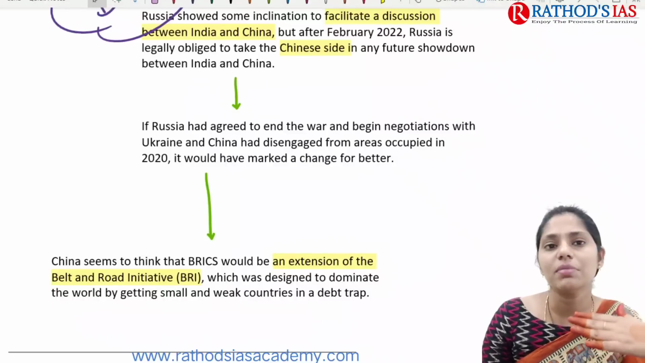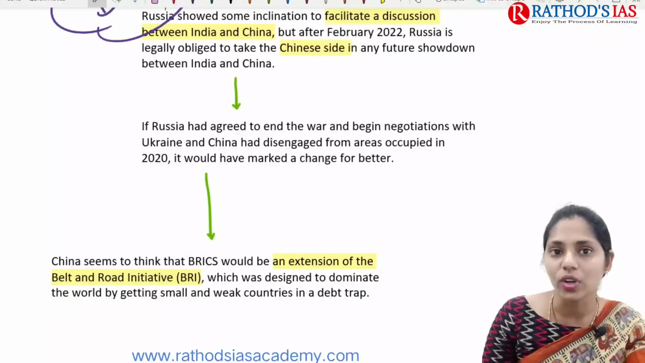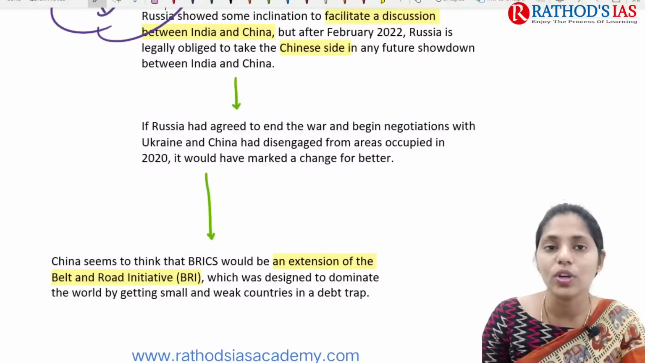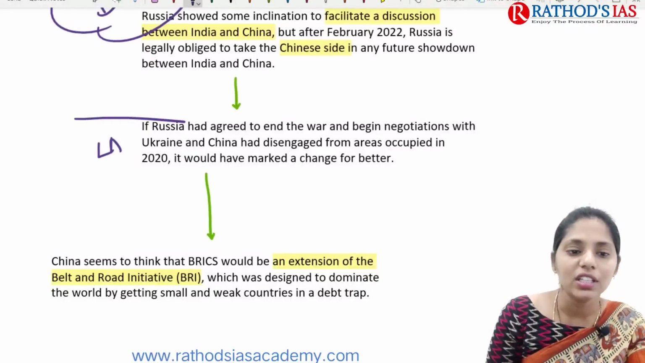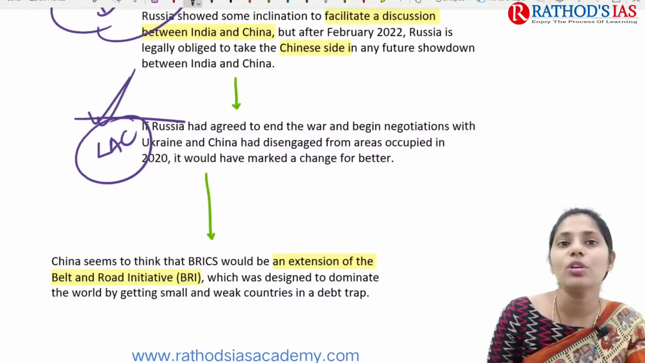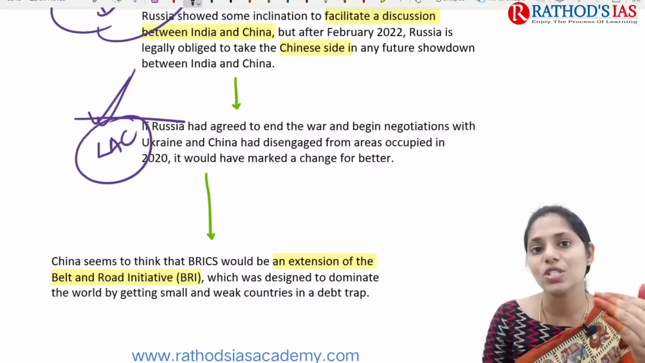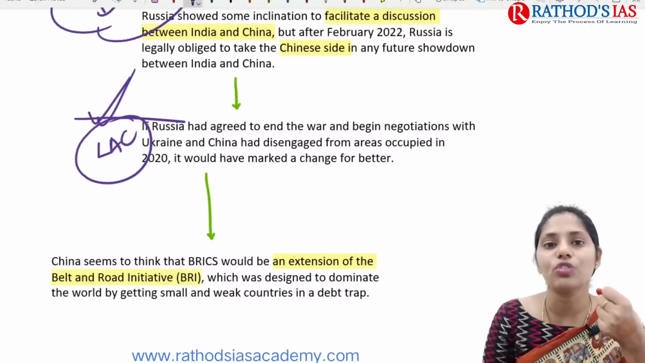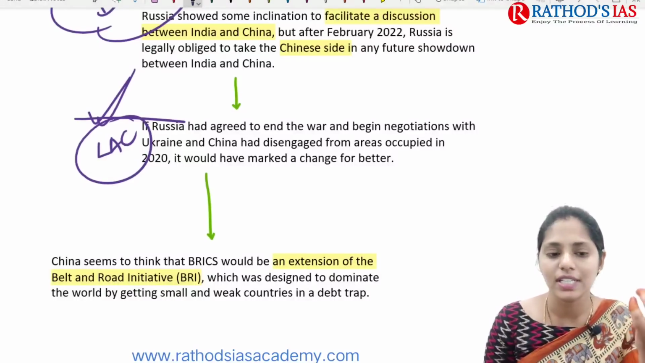If Russia had agreed to end the war and to begin negotiations with Ukraine and China, so what happened? China occupied some areas in 2020 in the LAC region, especially patrolling point 15 and some other areas. There is no proper disengagement and status quo across the LAC till now. We went for a number of rounds of talks, but there is no proper disengagement or status quo.